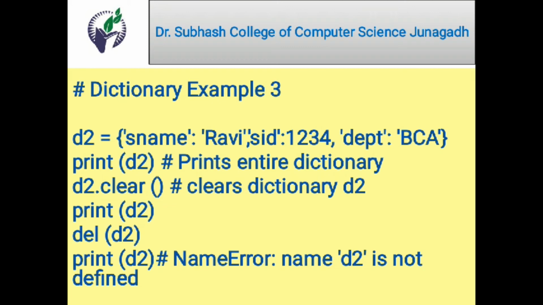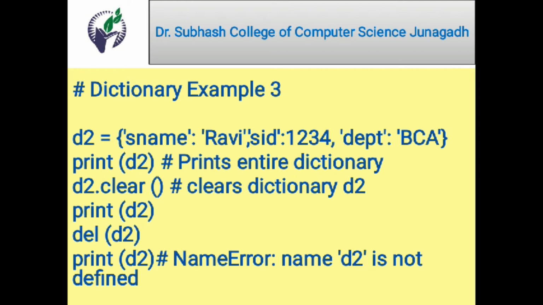It may be possible to remove items one by one, but for example, consider there are 30 fields, and removing each item using pop is a tedious task. Python allows us, using a single statement, to clear the entire dictionary. Clearing means it will remove all the items and elements from our dictionary. So print D2: first it will print the entire dictionary, then after clearing it, it will print an empty dictionary.